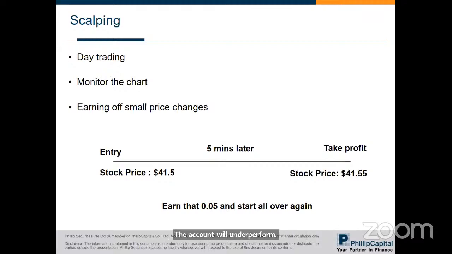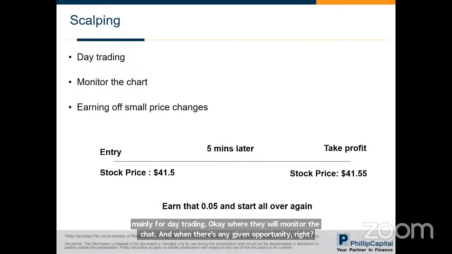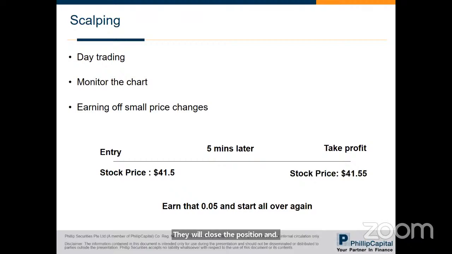Okay, so the next method is scalping, which is mainly for day trading, where they will monitor the chart, and when there's any given opportunity, they will close the position and earn off small price changes. So let me give you an example. Let's say we enter a stock at 41.5. Five minutes later, the stock becomes 41.55. So these scalpers will take the profit and earn that 0.05 per share. And they'll do it over and over again, and over time they'll stack up a not bad amount of profits.